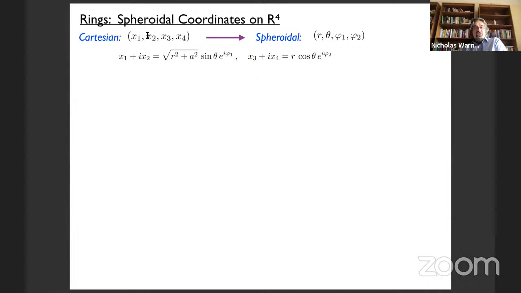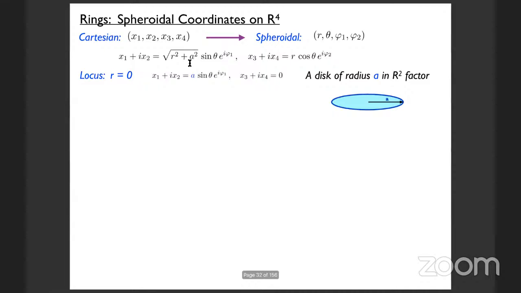So what you do is you take your Cartesian coordinates on R4 and you replace them by these spheroidal coordinates. And they're spheroidal in the fact that the first complex coordinate is given by square root of r squared plus a squared times sine theta, and the second one is given by a more normal r cos theta e to the i phi 2. So basically, there's a distortion here by a parameter a.